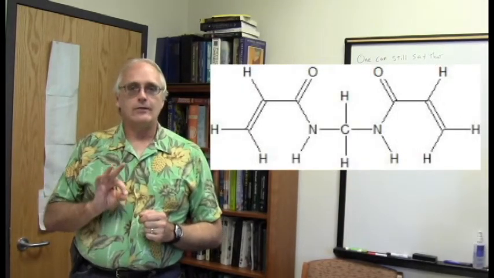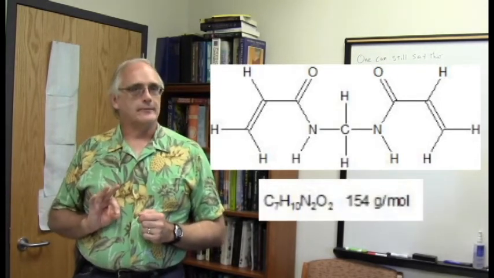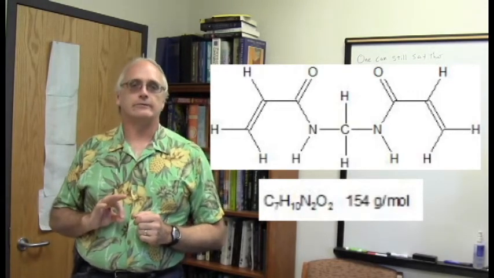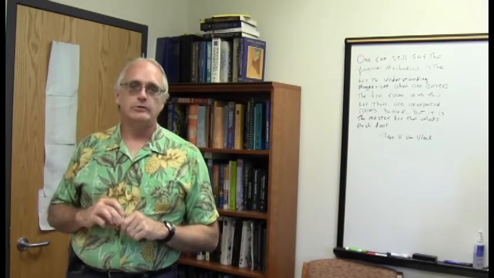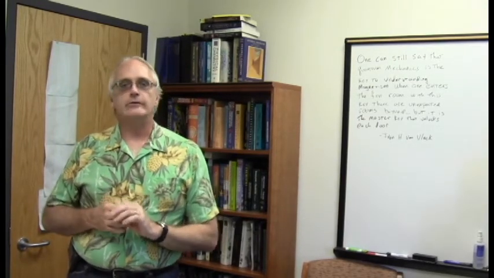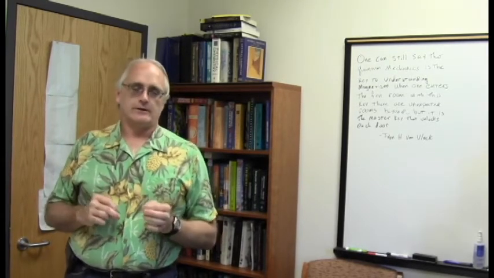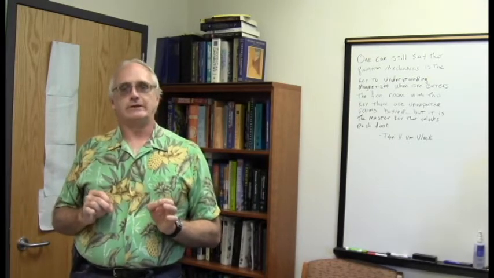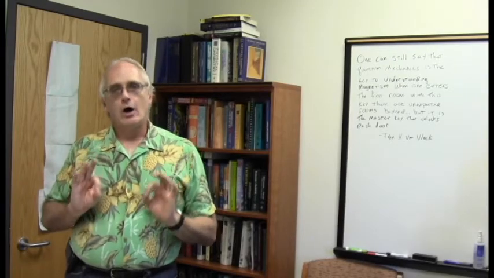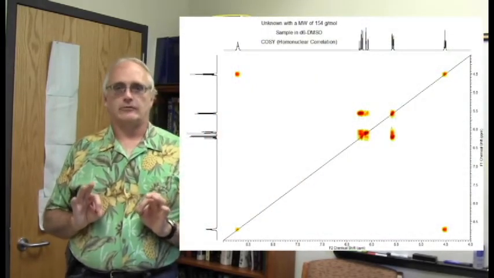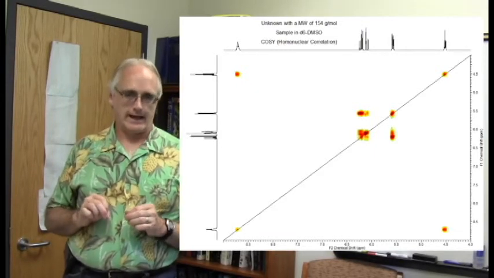If you add all the pieces up here, this is 154 grams per mole. This is the structure of the molecule. Now there is one other 2-dimensional spectrum I'm going to show you. These are actually a little bit harder to interpret than HSQC or heteronuclear correlation. And for this molecule, that really doesn't give us any additional information, but it's simple enough that it's a good introduction to it. This is the Homonuclear Correlation spectrum. It is simply referred to as a COSY, C-O-S-Y, Correlation Spectroscopy is the acronym here.